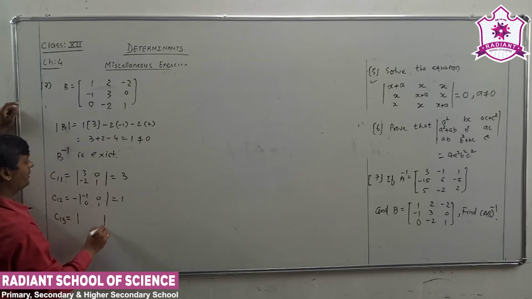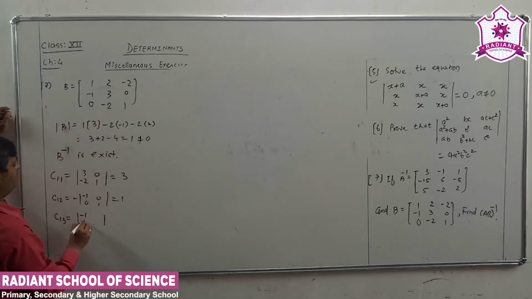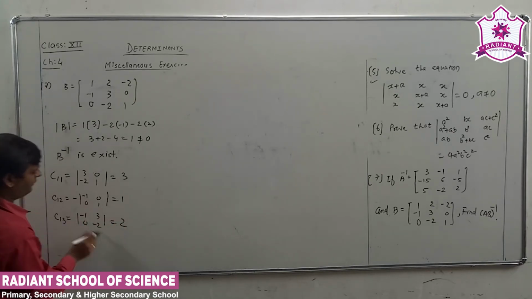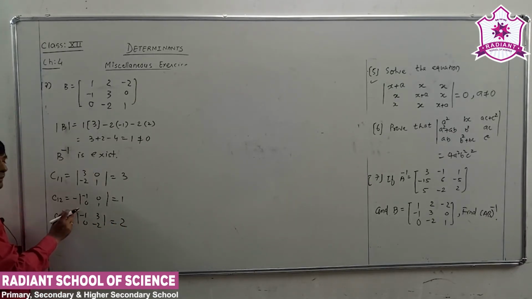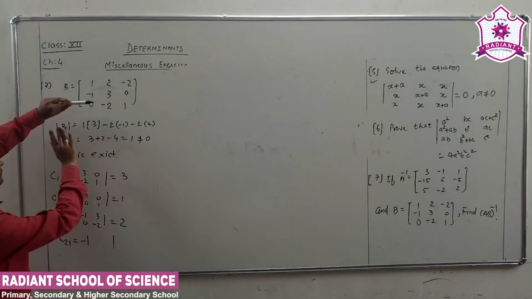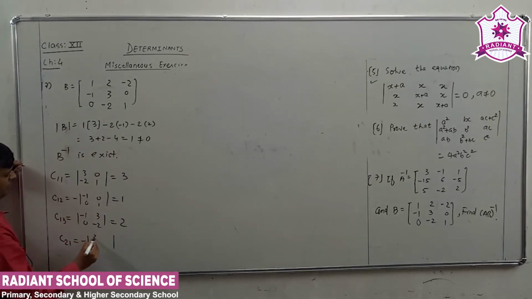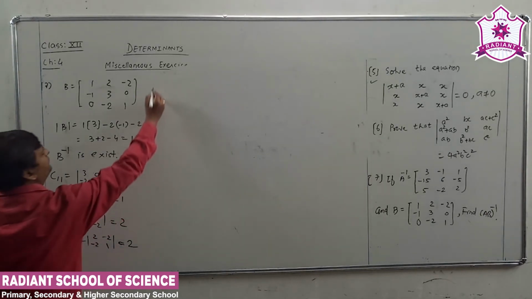C13 is again positive. So C13: minus 1, 0, 3 and minus 2, right, students? So 2 2s are 1, 1 and 0, so 1 2s are 2, minus minus plus, and minus 0, that means 2. And C21 is minus. Hide this: 2 minus 2, minus 2 and 1. So 2 minus minus plus 4, sorry, minus 4. So minus 2, but minus minus plus, so plus 2.